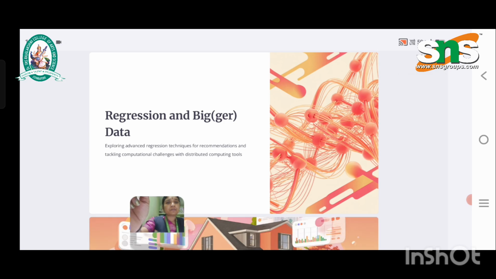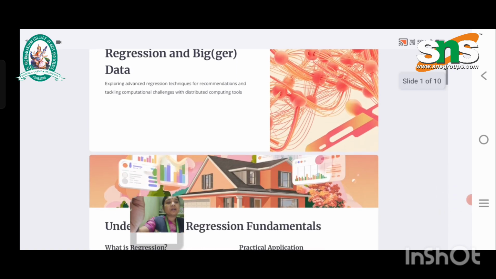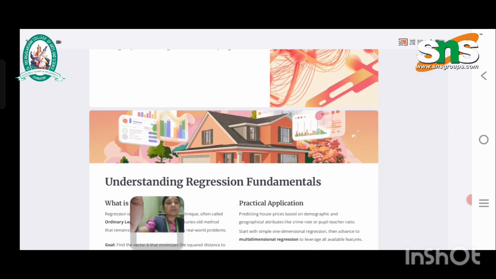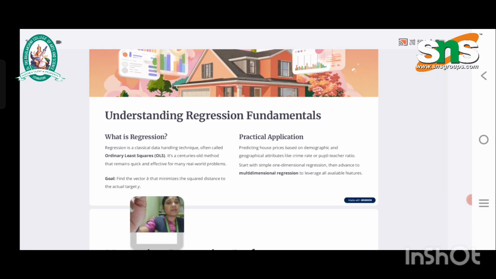It is recommended for computation challenges with distributed computational tools. Here, let's see the details of regression, how it is useful for practical applications, and how we understand its fundamental concepts in the following session.